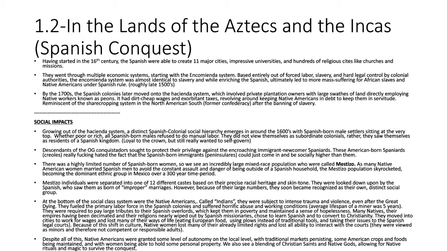However, we do have a however. Native Americans were granted some level of autonomy on the local level. We see traditional markets persist. Native American crops and foods are maintained to a degree, and women are able to hold some personal property. Damn. Women's rights are really bad when the most they can say is, yeah, they were allowed to own some things.